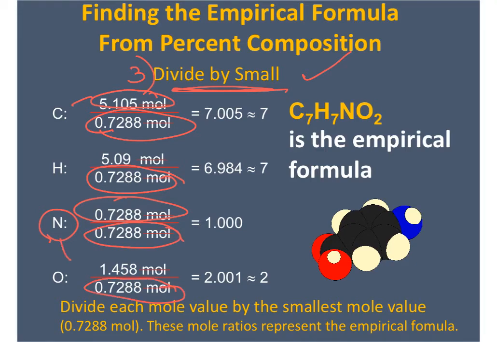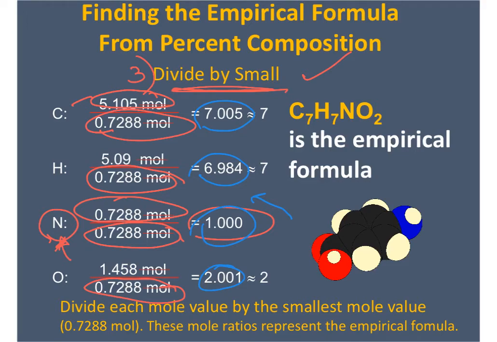Of course, the element that had the smallest mole value is going to be equal to 1, obviously. So now, the ideal situation is that all of the numbers you get when you divide by the smallest are very close to whole numbers. If you're lucky, and if you have an easier problem, that will be the case, okay? And that is the case here.